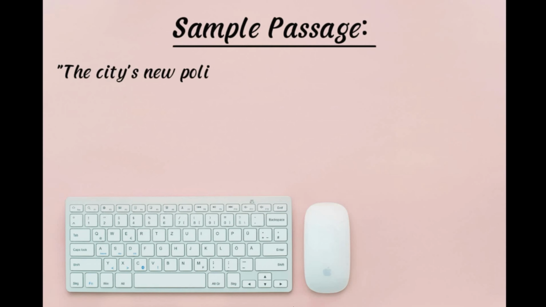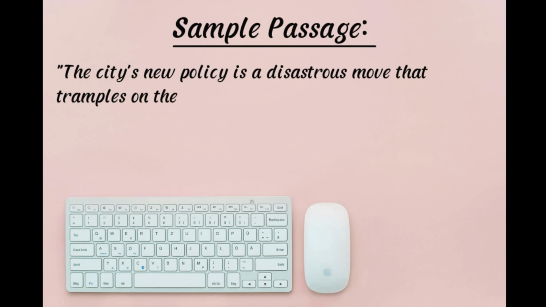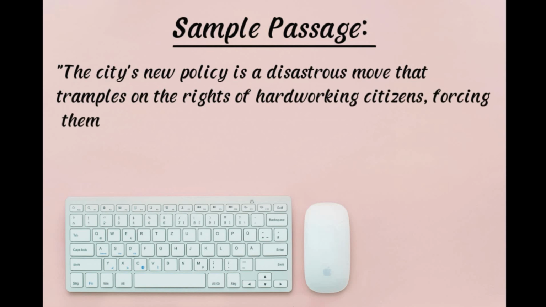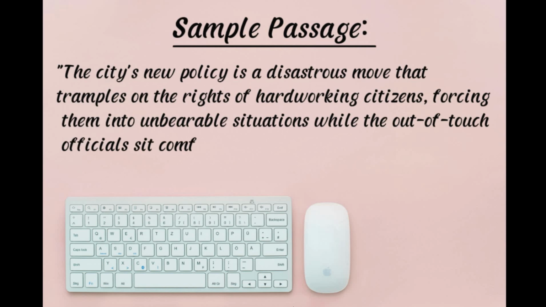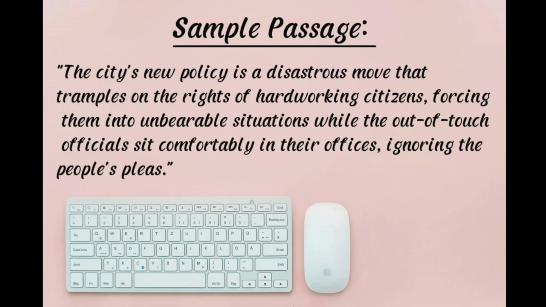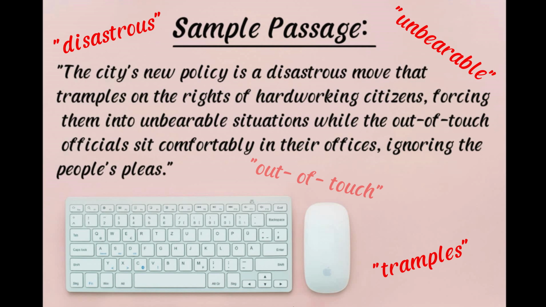The city's new policy is a disastrous move that tramples on the rights of hardworking citizens, forcing them into unbearable situations, while the out-of-touch officials sit comfortably in their offices, ignoring the people's pleas. What do you notice about this passage? Do you sense any emotional language or charged words? Words like disastrous, tramples, unbearable, and out of touch are strong indicators of bias. They evoke emotions and push the reader toward a specific viewpoint.